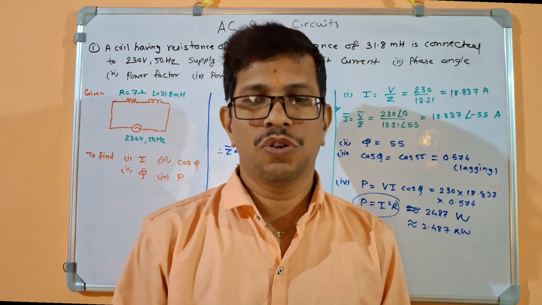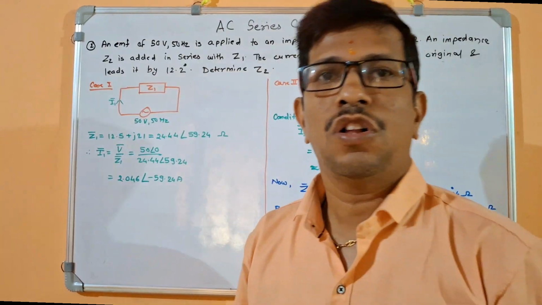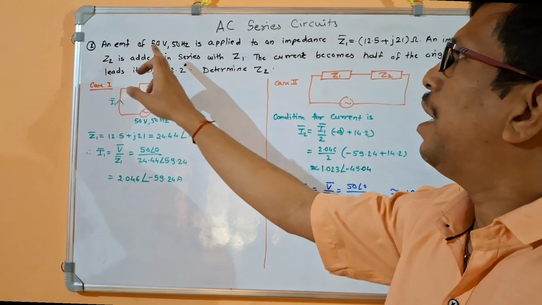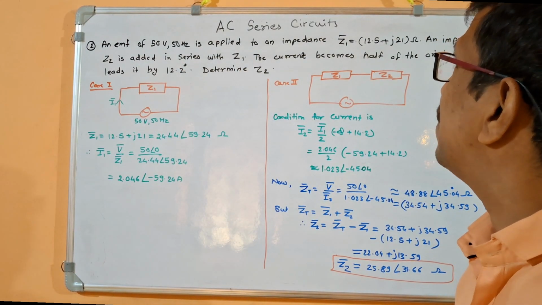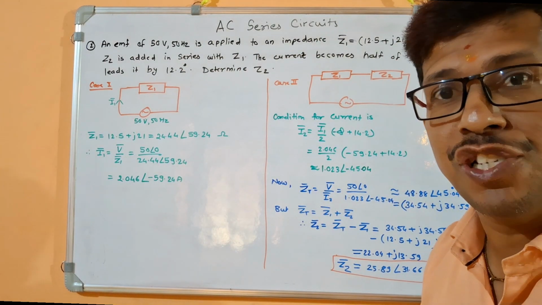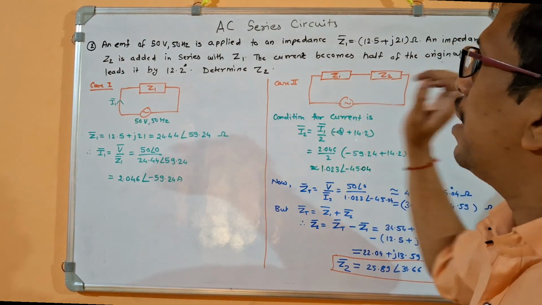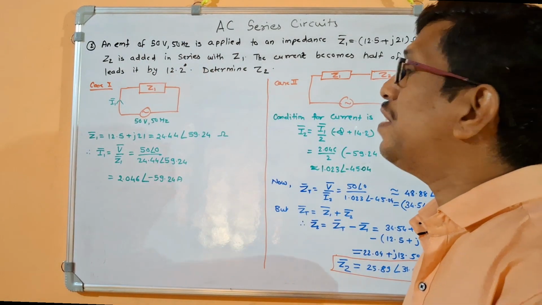We will see one more numerical. Let us solve second numerical. An EMF of 50 volt 50 hertz is applied to an impedance Z1 bar equal to 12.5 plus j21. An impedance Z2 is added in series with Z1.